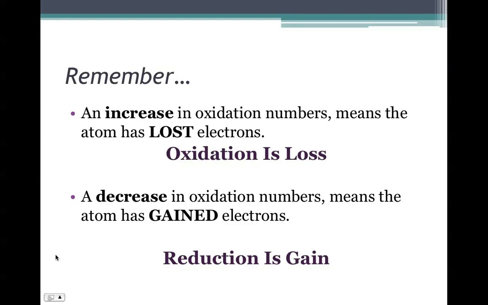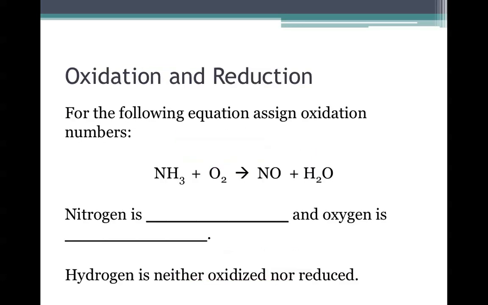Now, a couple things to remember from concept A is that an increase in oxidation numbers means that the atom has actually lost those negatively charged electrons, because remember, oxidation is loss. A decrease in oxidation numbers means that the atom has gained negatively charged electrons. So reduction is a gain of electrons. We've talked about some ways to remember that, like OIL RIG and LEO the lion goes GER.